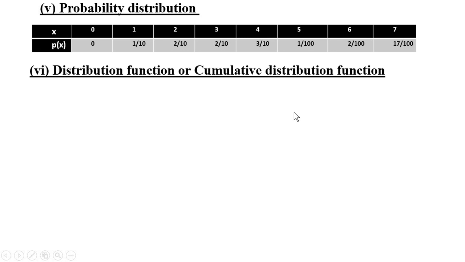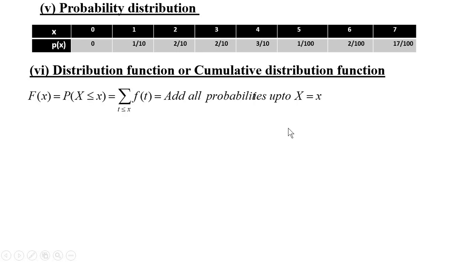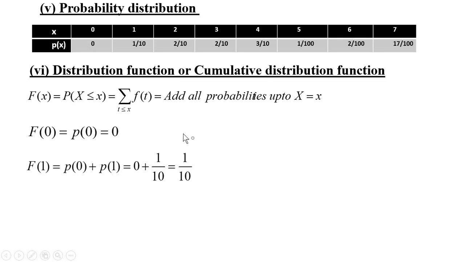Now next we are going to find the distribution function, or in other words the cumulative distribution function, or CDF. To find this we are going to calculate it one by one. You know that by definition capital F of x means add all the probabilities up to capital X equal to small x. So here F of 0 means add all the probabilities up to 0. Since we have 0 as the beginning number, we only have to add 0. Probability of 0 is 0. And what is capital F of 1? Add all the probabilities up to 1. So P of 0 plus P of 1, which is 0 plus 1 by 10, and that is 1 by 10.